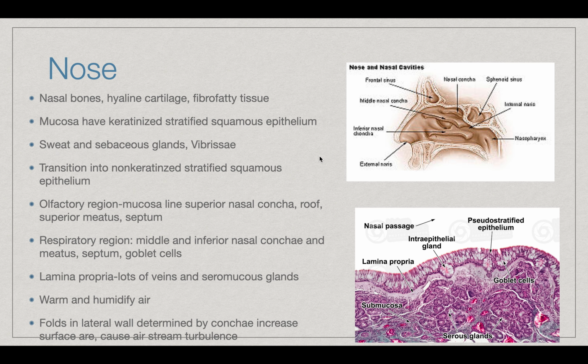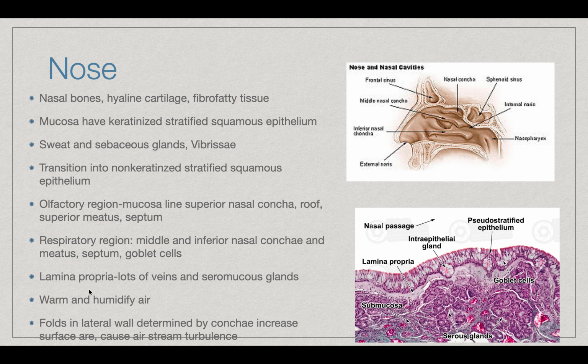Deeper into the nasal cavity, it's going to transition into non-keratinized stratified squamous epithelium, but in the olfactory region, near the cribriform plate and the concha, the mucosa is going to line everything. And in the respiratory region, toward the middle and inferior nasal conchae, along with the septum, they're going to have more secreting cells, more goblet cells.